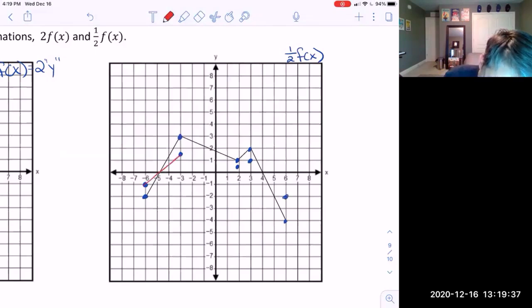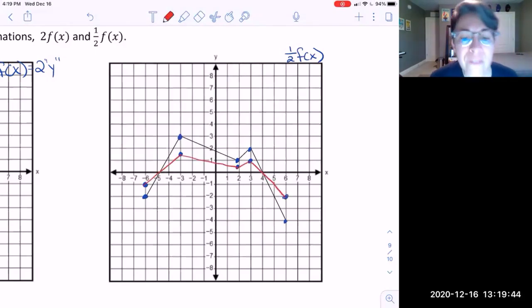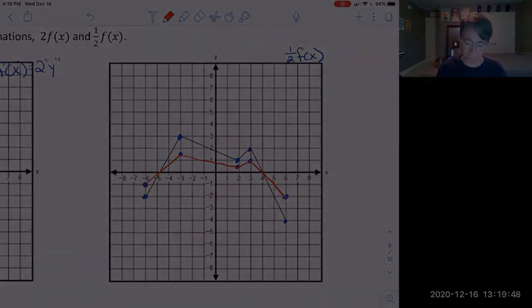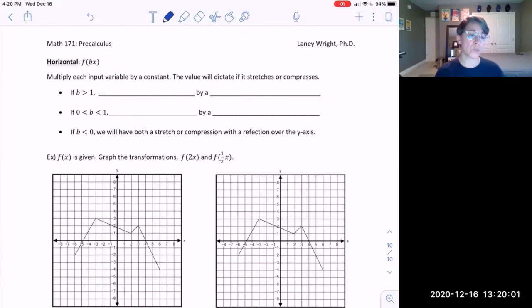Combine these points, and we have compressed the graph by a factor of 1/2. With a horizontal stretch or compression, it's the inside x variable that is being multiplied by a constant. And again, the value of that constant will tell us if it stretches or compresses. But once again, that inside change doesn't work the way we think it would.